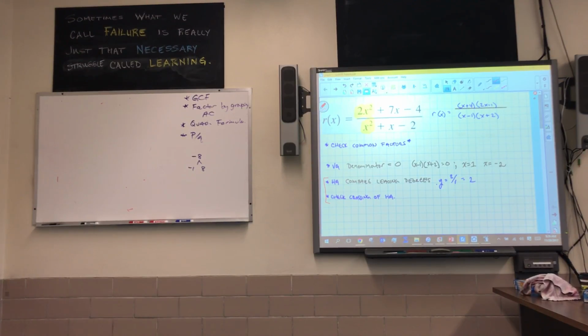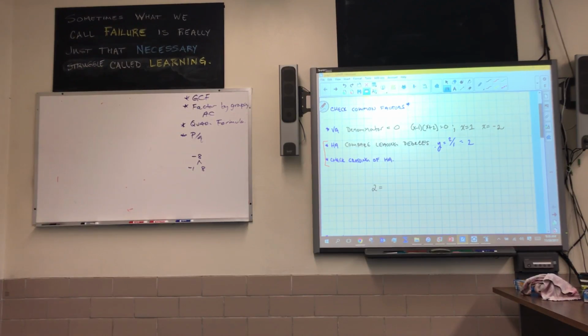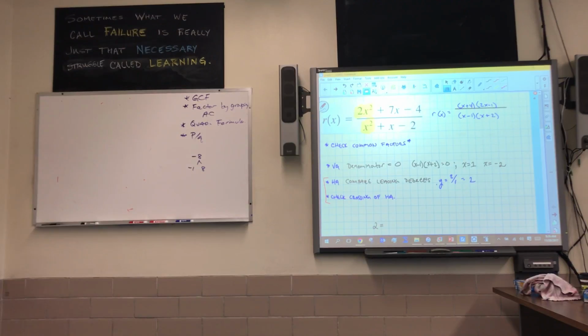So I'm going to set 2 equal to. Now, I always like to go back to the original function. Okay? And you're going to see why I like to go back to the original function. I guess I don't want to say original because of the way they might present it to you. I want to go to the expanded format here.